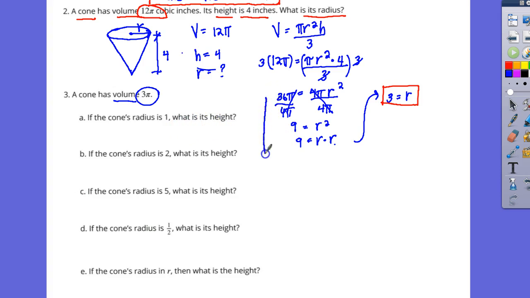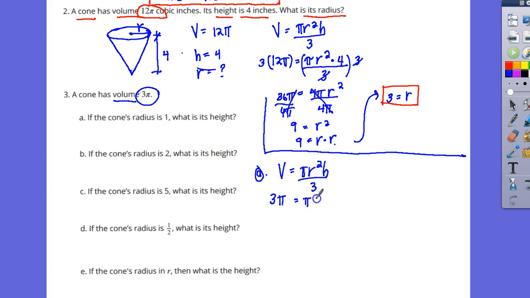So let me clear this up here. So for A, so again, I'm going to write down V equals pi r squared times height divided by 3. The volume is 3 pi. I'll bring down pi. The radius is 1. The height, that's what I'm trying to find. And then divided by 3.